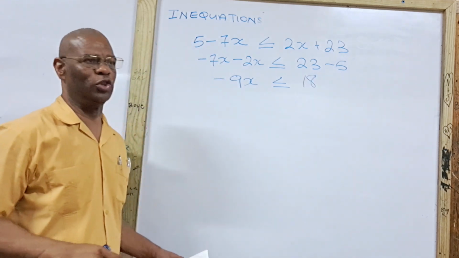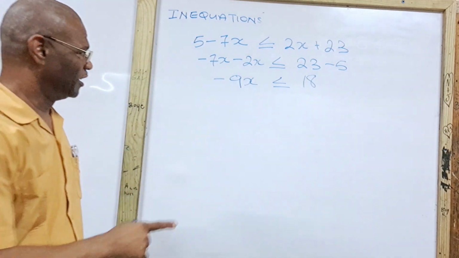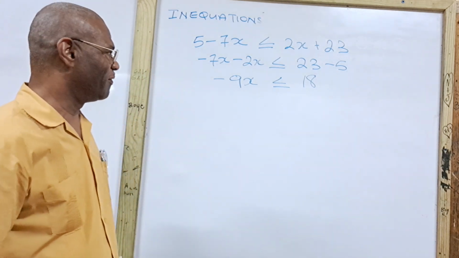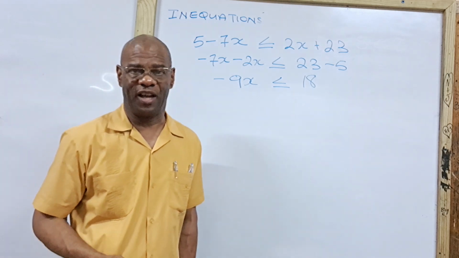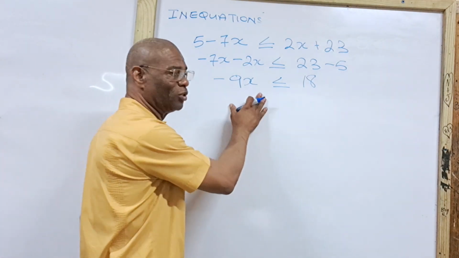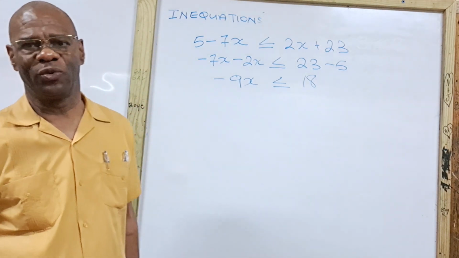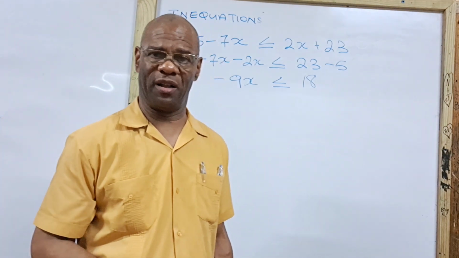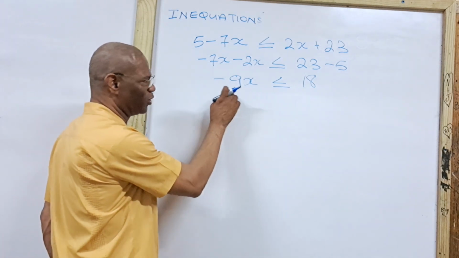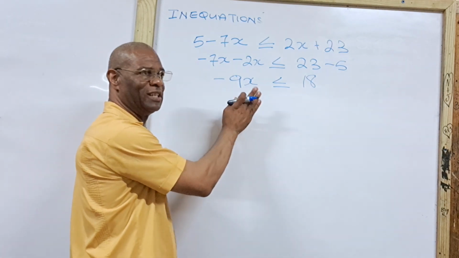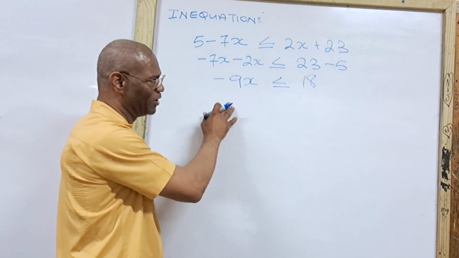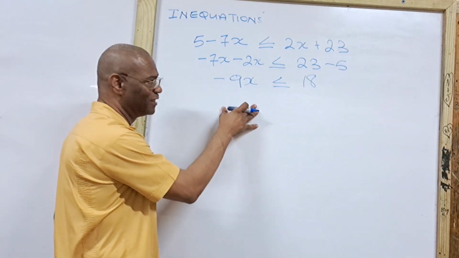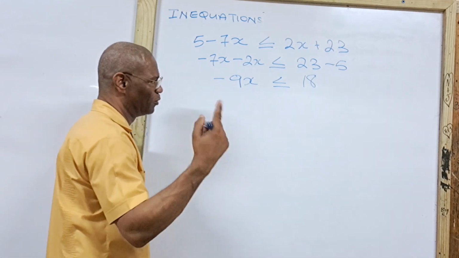Right? Now what you notice is the coefficient of x is what? Negative. And once the coefficient of x that we are going to be dividing by is negative, we know that we are going to do what? We are going to reverse the symbol. Alright? Because we have to divide by negative 9. So we are going to reverse the symbol.